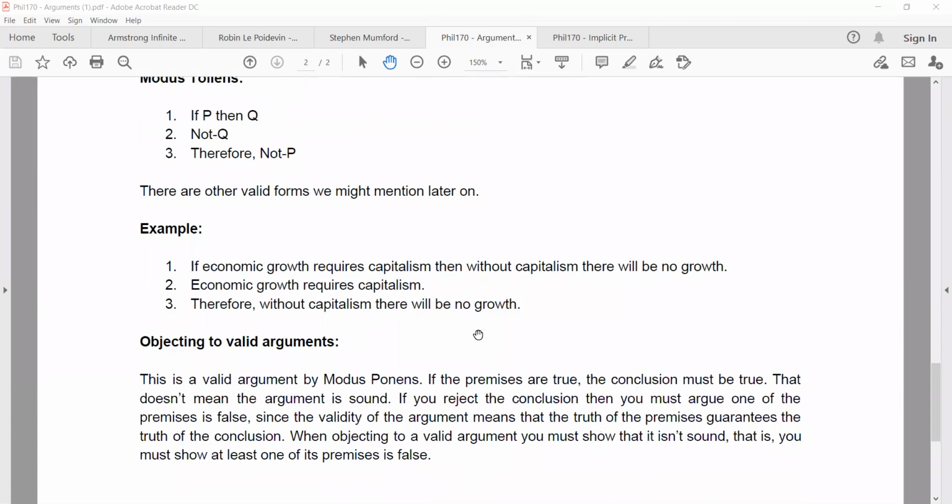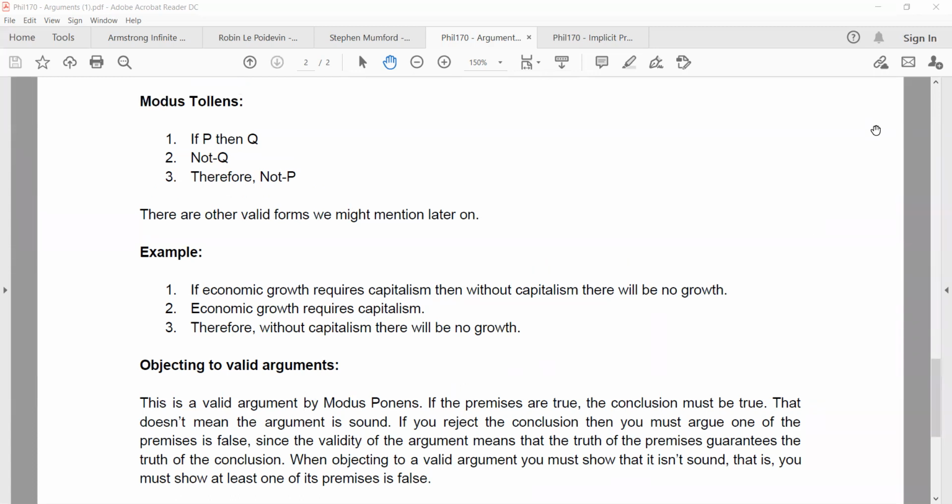We're going to be looking at a bunch of arguments and trying to object to them or trying to defend them. So there will be many chances for you to exercise your powers in that respect.